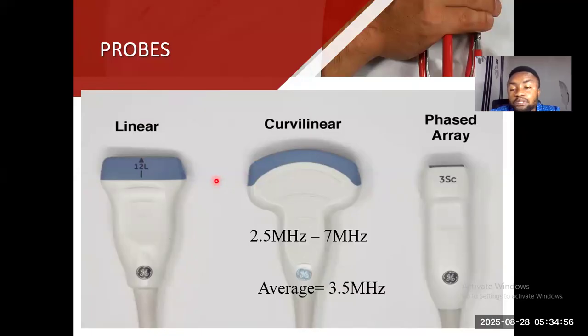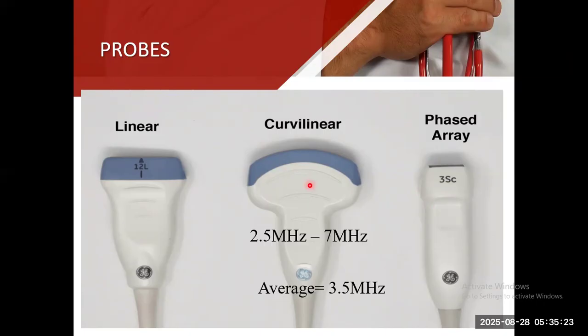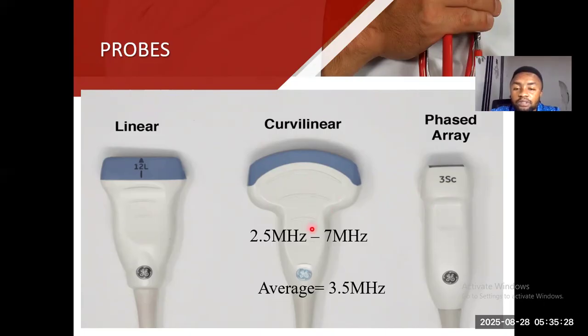So the probes that we use for general scanning are the linear probe, curvilinear probe, and the phased array probe. And we have done physics, so you should know this. Which one is the best? Among these probes, which one do you think is the best generally for abdominal sonography? The curvilinear probe. Good. The curvilinear probe. Yes.